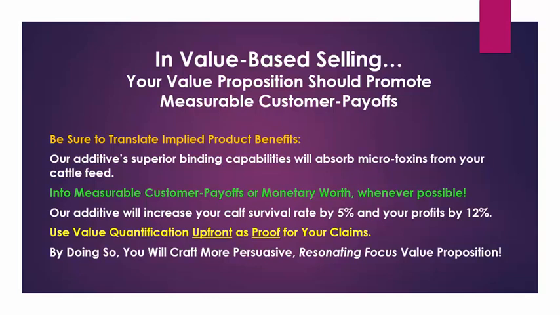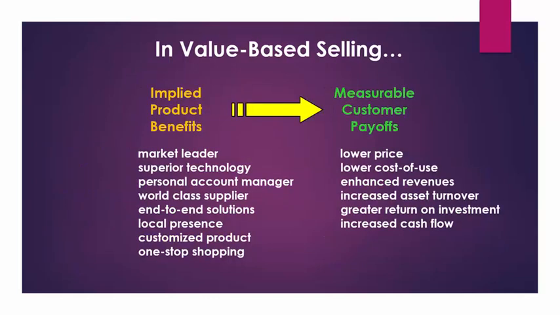If I convert it into a measurable customer payoff, that statement would read as follows: our additive will increase your calf survival rate by 5% and your profits by 12%. So in this case, I know in monetary terms why this additive is important to the farmer. So I use value quantification up front as proof for your claims. Again, in value-based selling, the quantification comes up front. By doing so, you'll craft a more persuasive and resonating, focused value proposition.